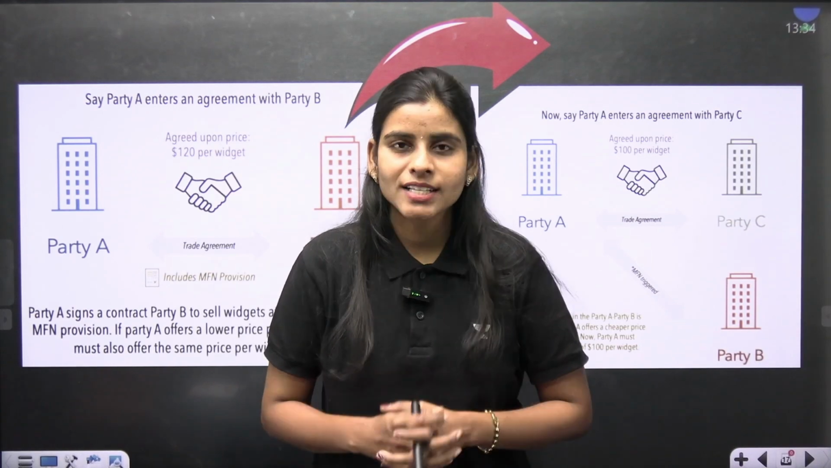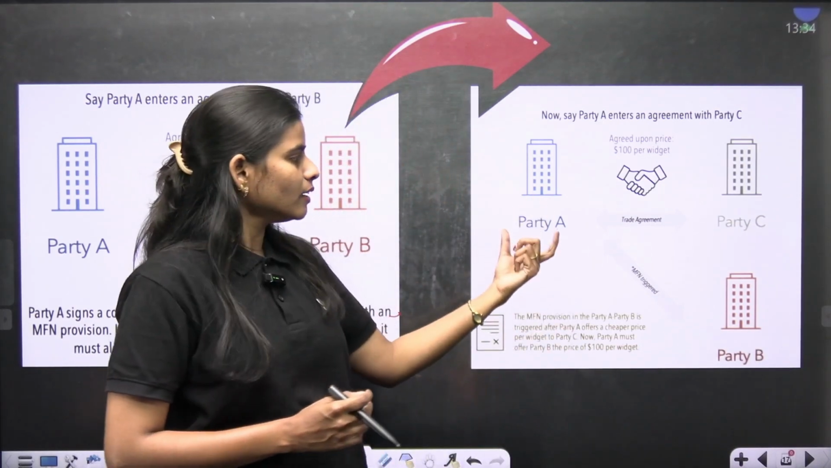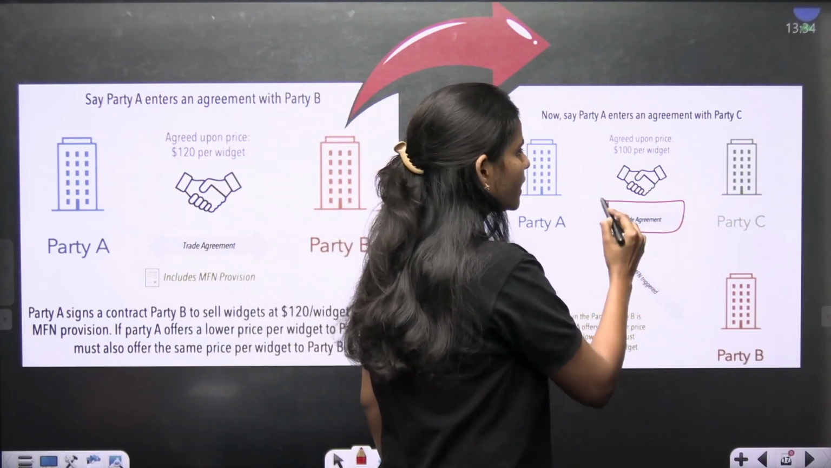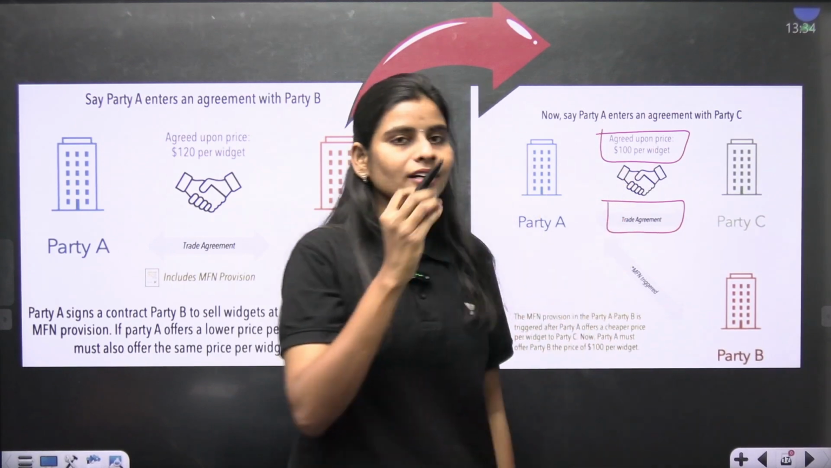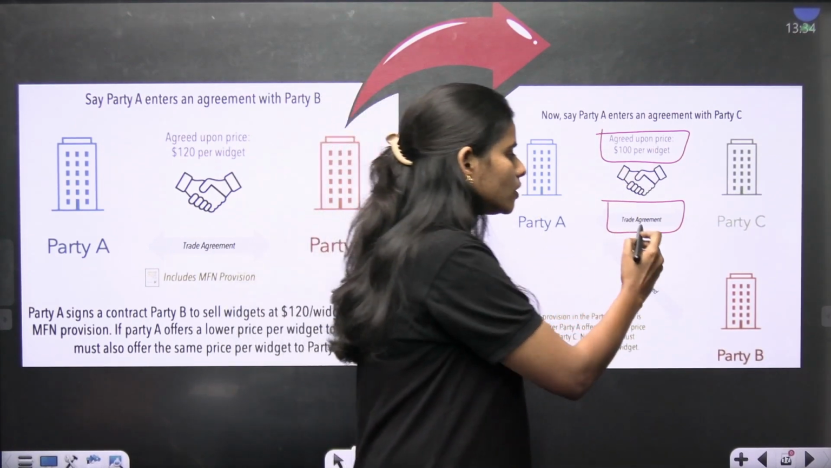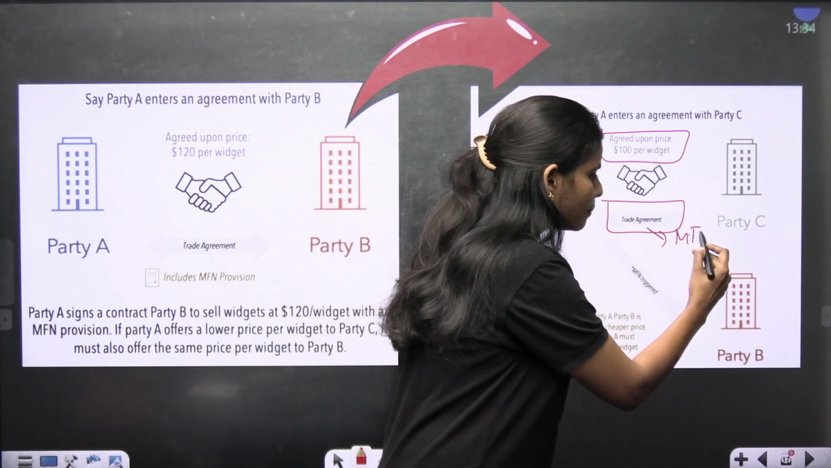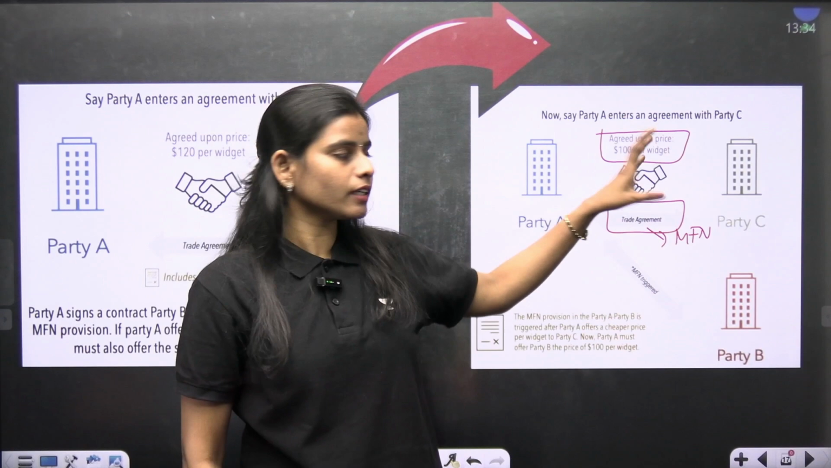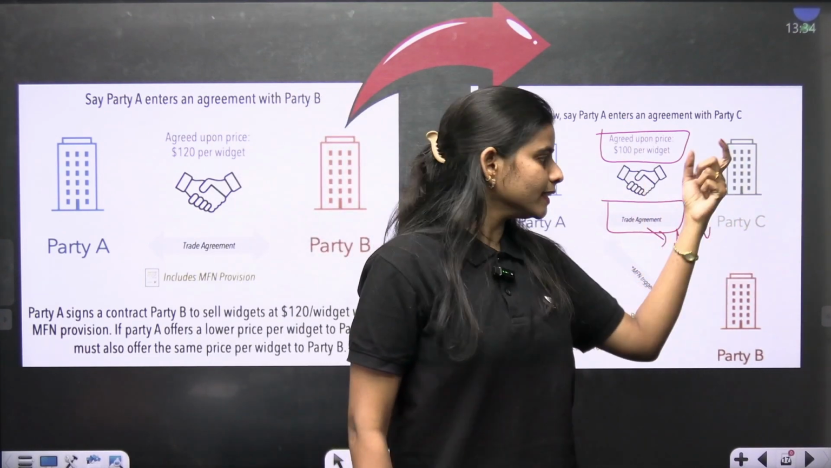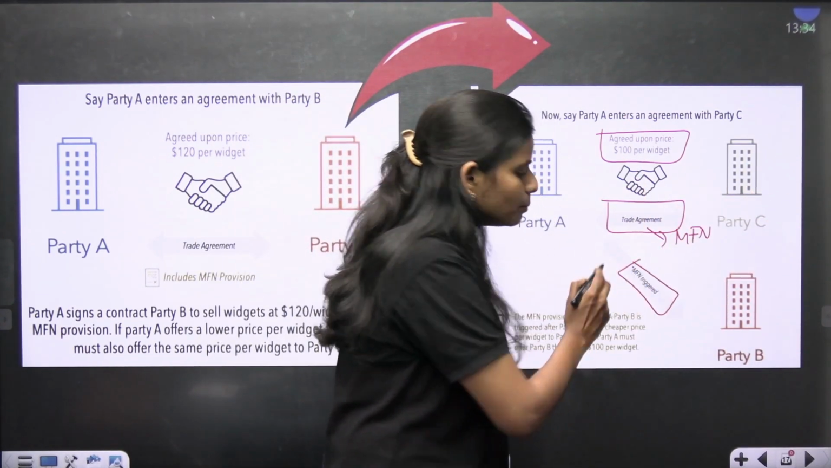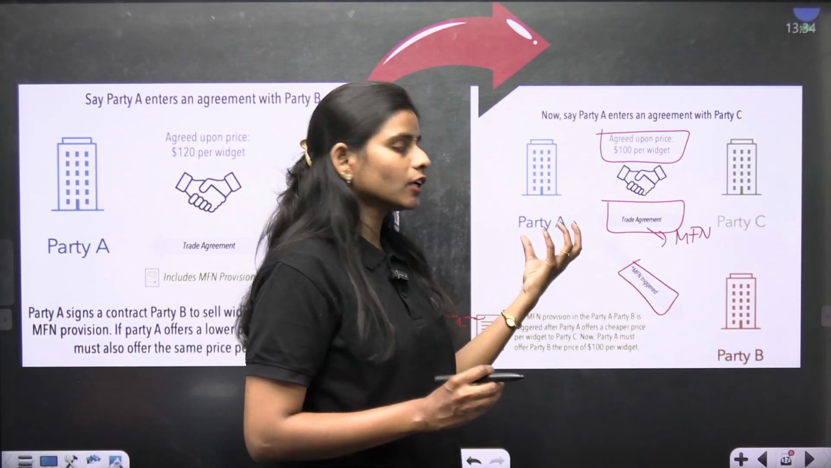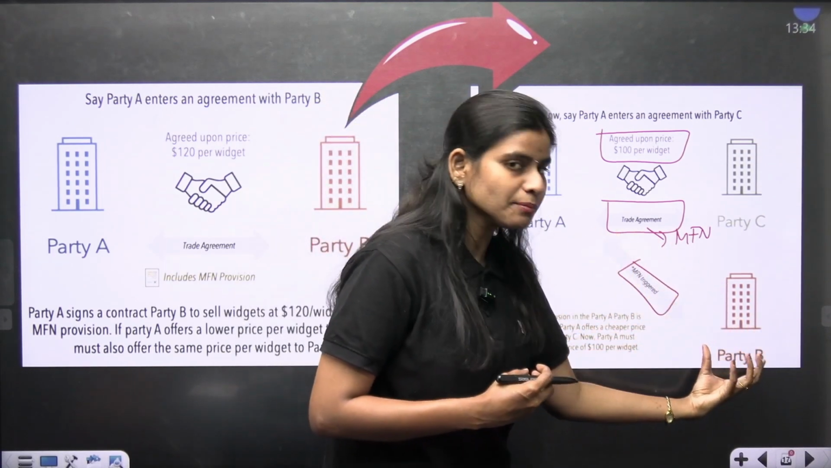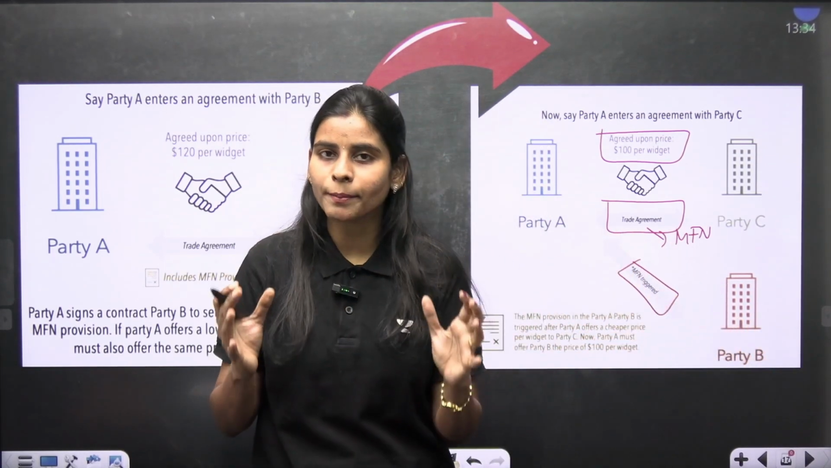Now let's try to understand this with the help of an example. Here we have two countries which have a trade agreement between them, and according to the trade agreement, the agreed upon price is $100 per widget. So this is the trade agreement which has an MFN clause in it. If this price is agreed between party A and party C, then automatically the MFN will be triggered, by which this particular price or the concession has to be extended by party A to party B as well. So this is how MFN works.